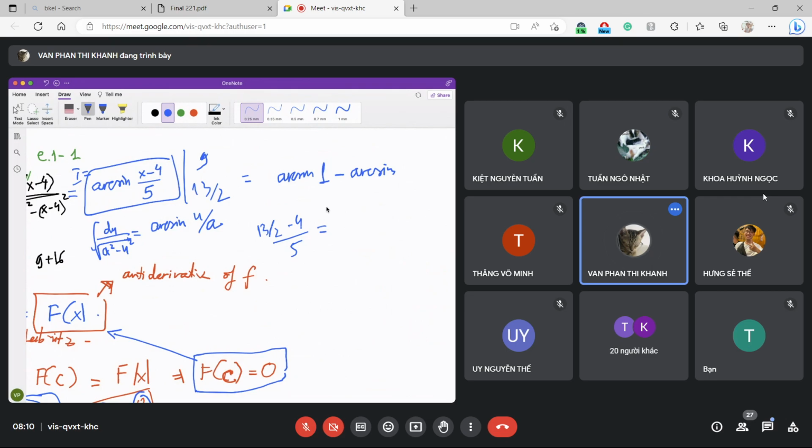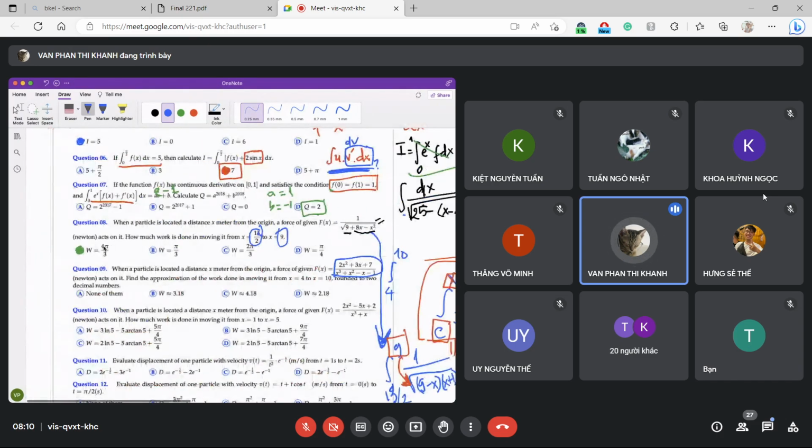It's what? Is that 1/2? Arcsine of 1/2, right? Okay, arcsine of 1 is pi over 2. Arcsine of 1/2 is pi over 6. So what is the answer? Pi over 3. Oh, so it's not A. So it means that your calculator made a mistake in calculating.